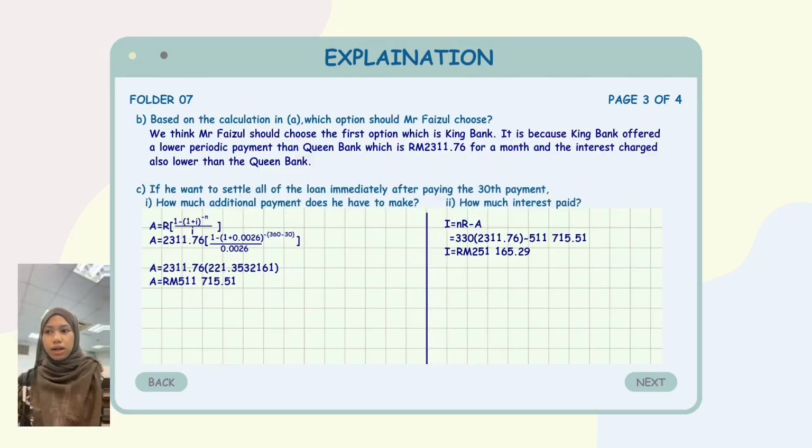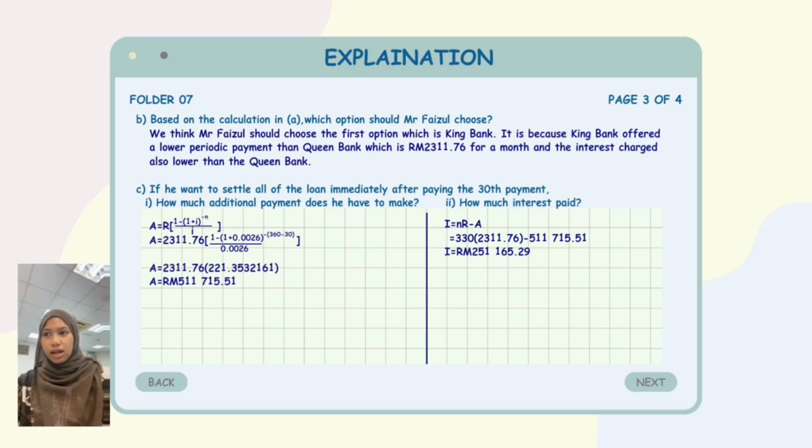Now I will explain the second question in case study 2, which is based on the calculation explained by Hasna: which option should Mr. Faisal choose? Our group has discussed it, and we think Mr. Faisal should choose the first option, King Bank, because King Bank offers the lower interest charge and the lower periodic payment compared to Queen Bank.